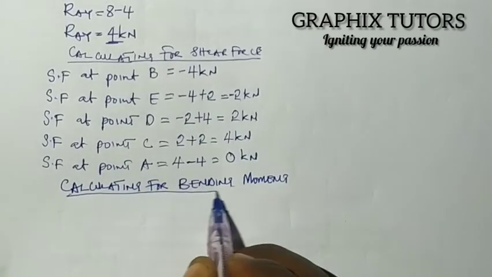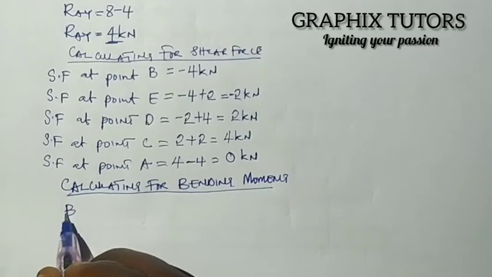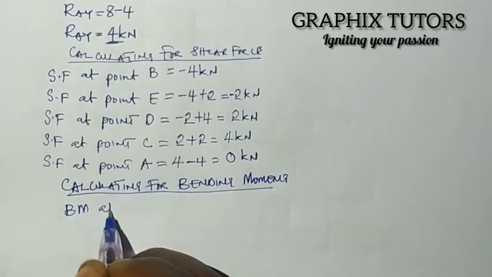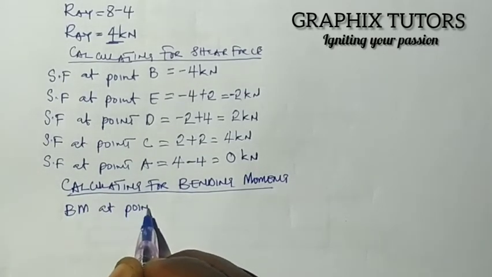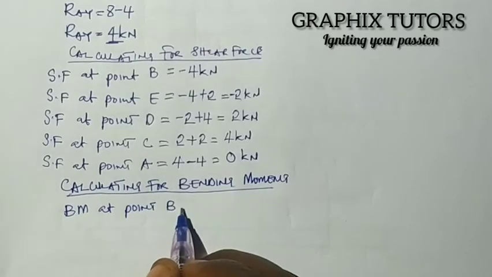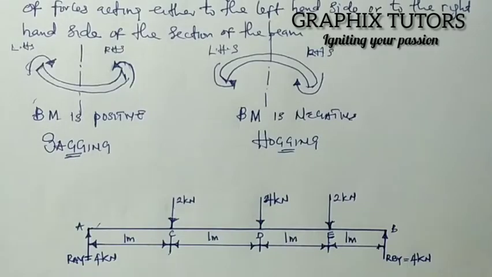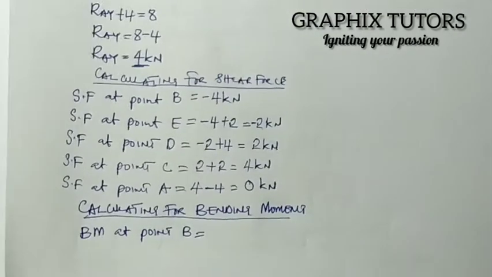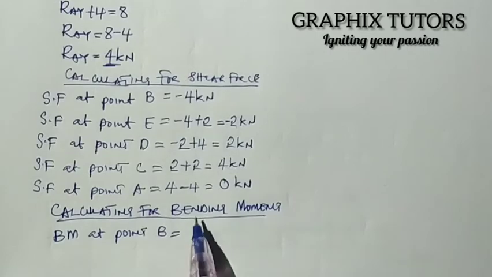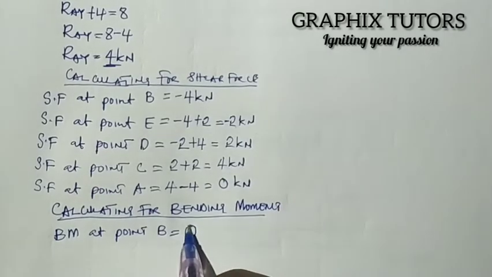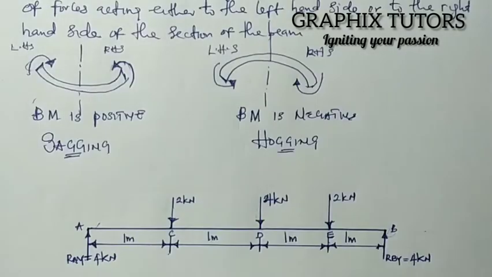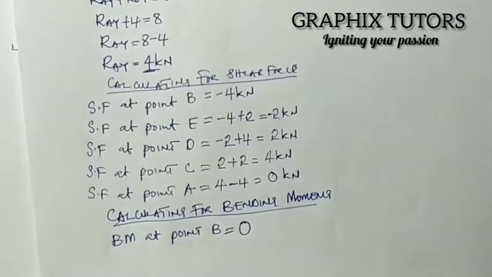So at B, we are going to write bending moment at point B, and that will give us, let's see, if I take moment at B, there are no distances here, so bending moment at B is 0. Then the next one is bending moment at E.